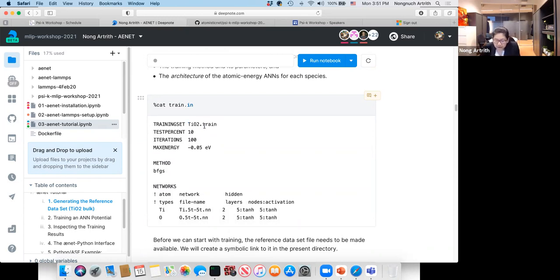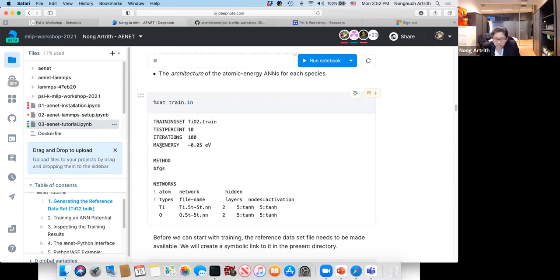It is tio2.train. Then there is the percentage that we use, where we split 10% as a test set for validation. I use the test percent because it makes sure that this part is not trained. Actually, this is the validation set, so we only use 10%. In this case, for the workshop, I use only 100 iterations. Sometimes we also have really bad or high energy structures in the training set that we don't want, so we only include structures whose maximum energy is minus 0.05 eV.